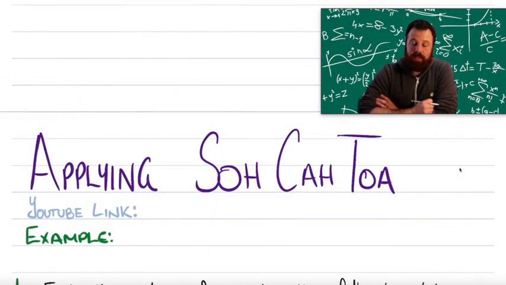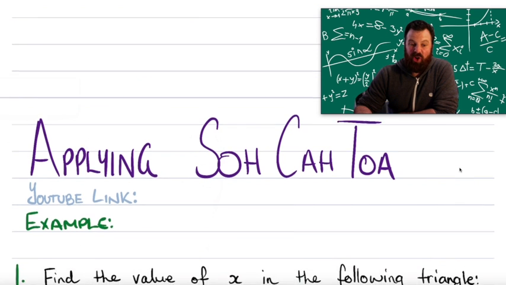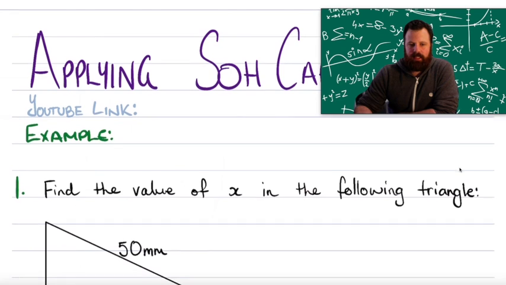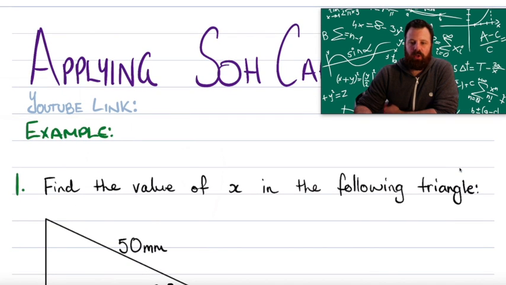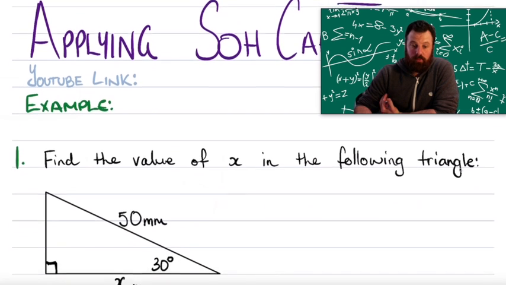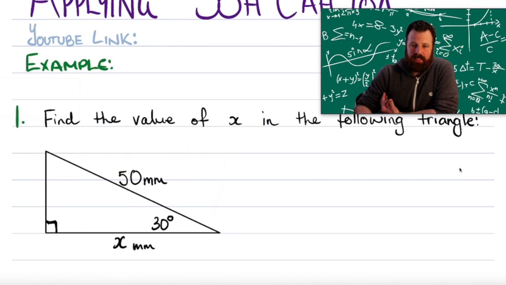Alright, Year 9, thanks for completing those 10 quick questions. Today's lesson is about applying SOH CAH TOA, so using the trigonometric functions to find unknown values in the triangles, because remember, trigonometry stands for the measurement of triangles. So example 1 here says find the value of x in the following triangles. So find what is the length x there.